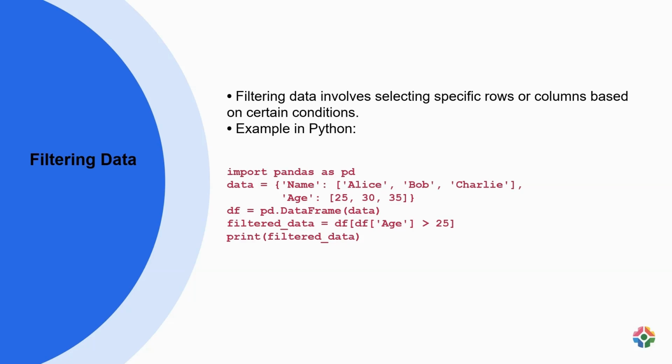conditions. In the provided Python example using pandas, a data frame is created with names and ages. The df age25 syntax selects rows where the age is greater than 25. This results in a new data frame containing rows that meet this condition, which is then printed out.